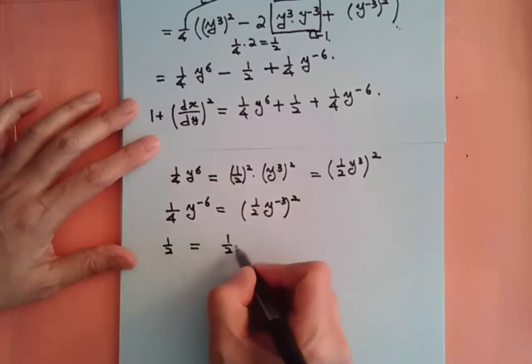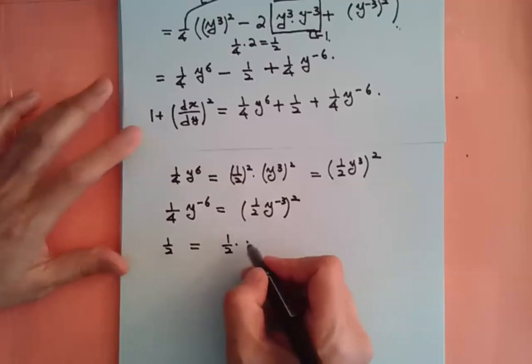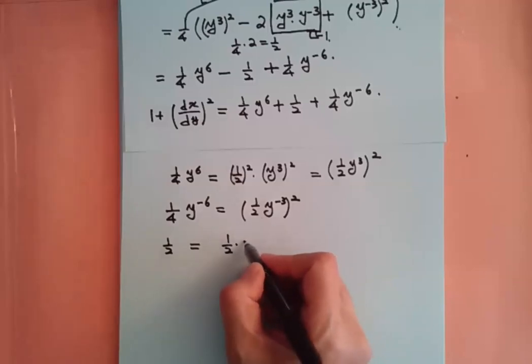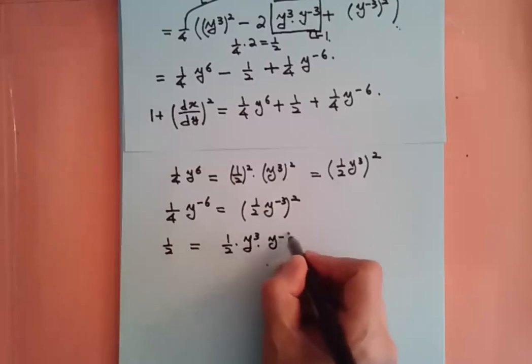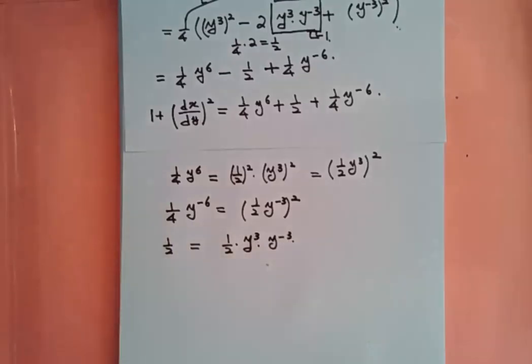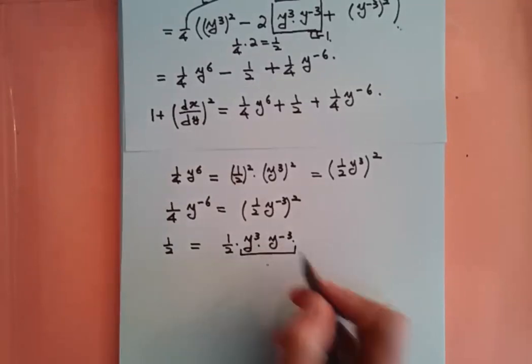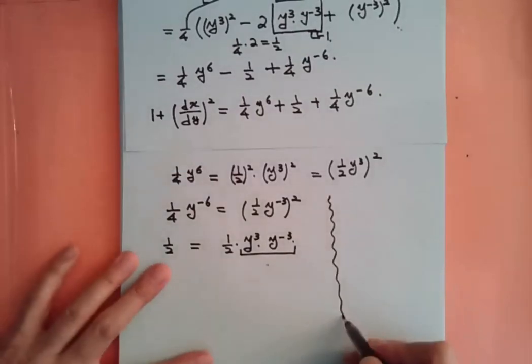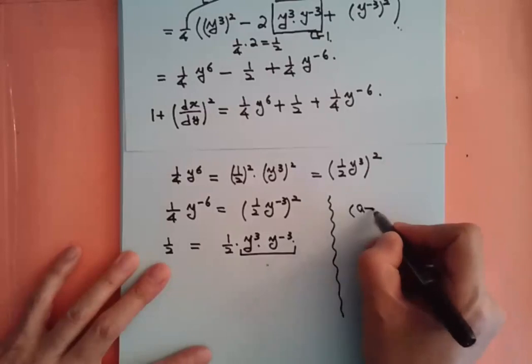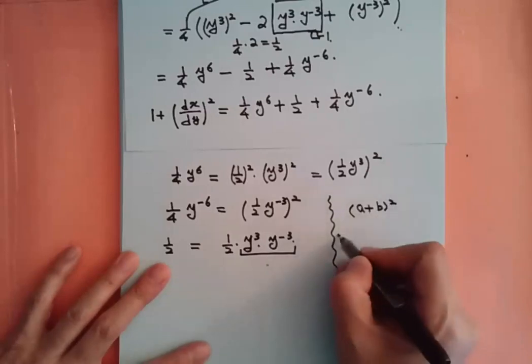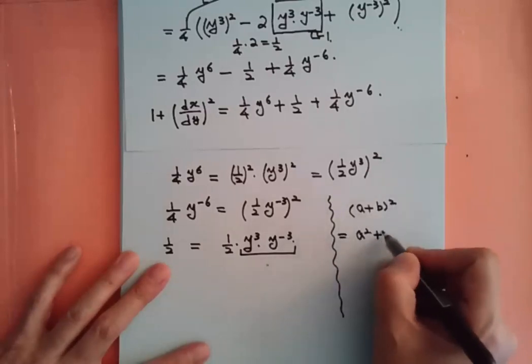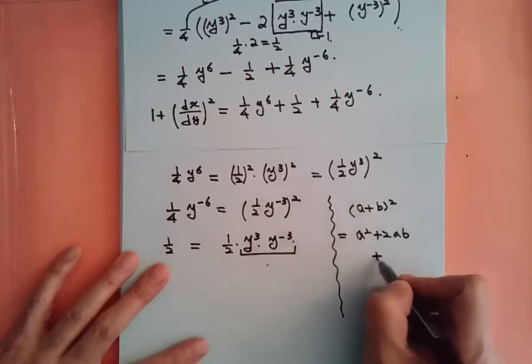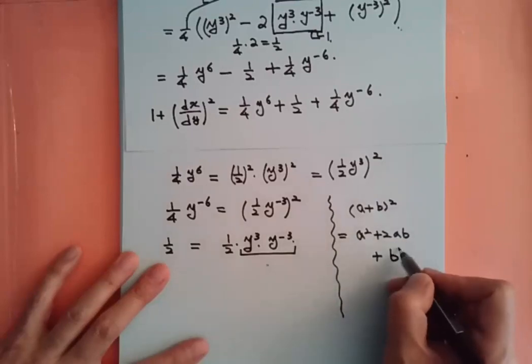the 1 over 2 times y cubed times y to the negative 3 power, because they will cancel each other. But what we want to think about in this case is (a plus b) squared equals a squared plus 2ab plus b squared.